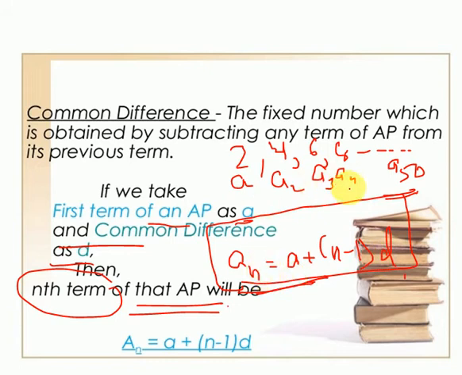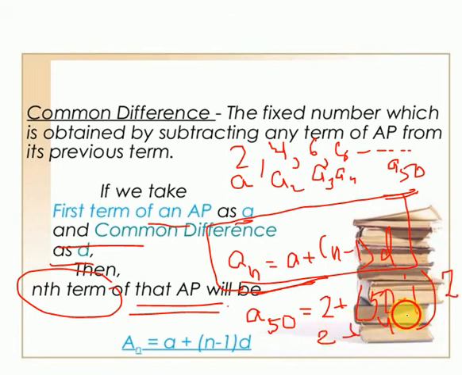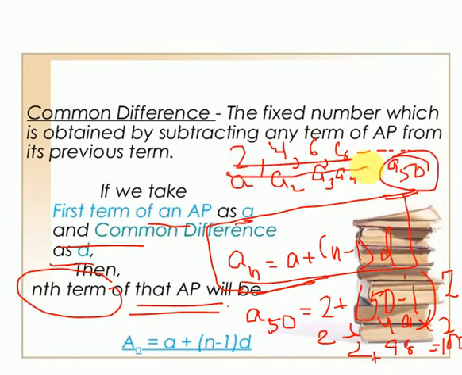Like if I am asked the value of a50, then a is 2, and n is the number of terms. How many terms have I asked? 50. Good. Then n minus 1, and what is the common difference? That is 2. Now 2 plus 49 into 2, that will be 98, plus 2, that will be 100. So the 50th term of this arithmetic progression is 100. So this was really very easy to find, right?